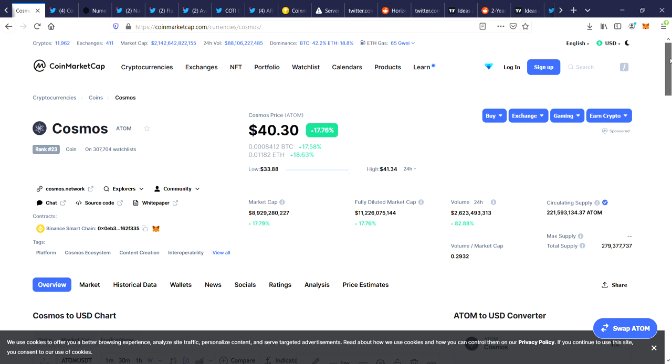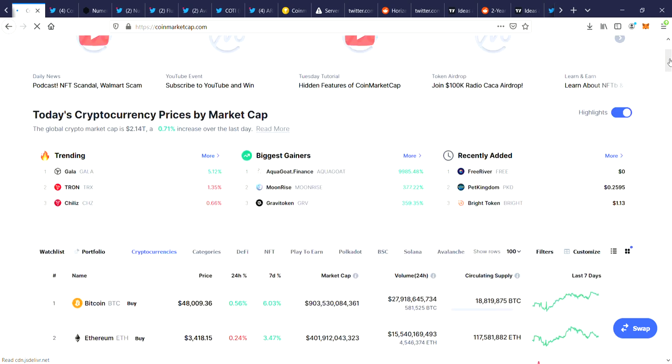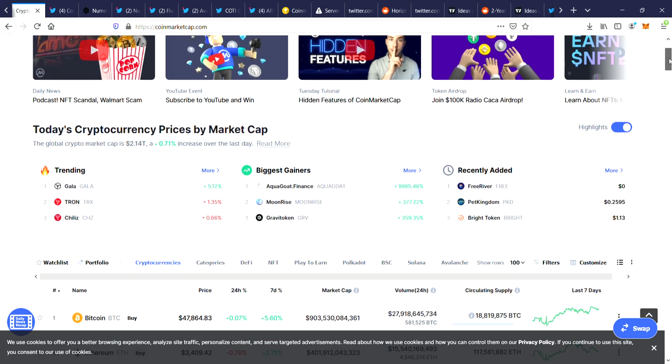Now, what else do we want to look at? Let's take a look at the overall market, how things are looking. So Bitcoin's not doing too bad. It's back above 48K. And if we can close the day above 48K, I think it's a good sign. But yeah, it's pretty volatile lately.